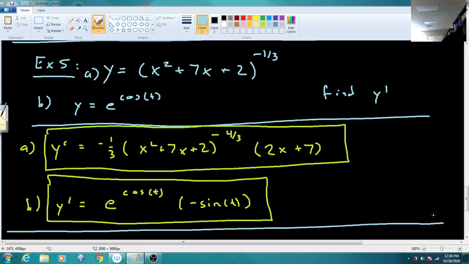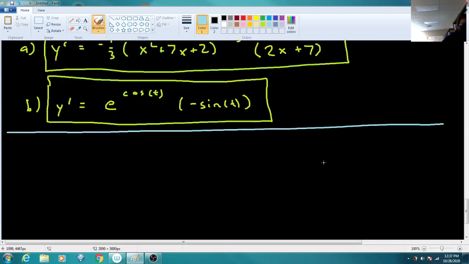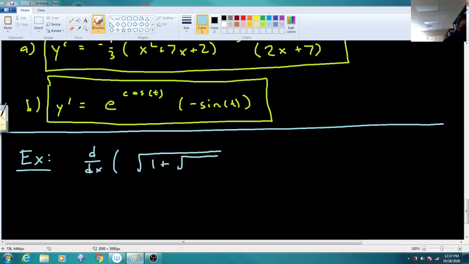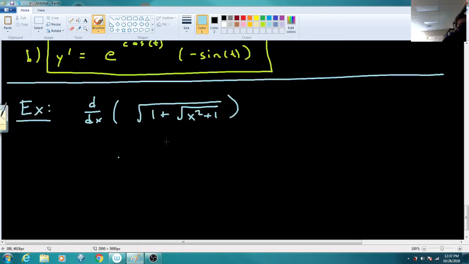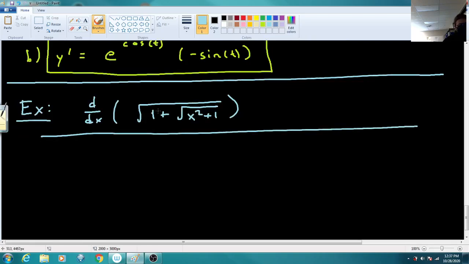And then we've got one last kind of tricky example, and then we'll go back and generate a couple of quick things that you can memorize if you want. So this one here is going to have us use the chain rule a couple times. It wants us to find d dx of the square root of 1 plus the square root of x squared plus 1. So we'll say, okay, the first square root here is the outer square root.